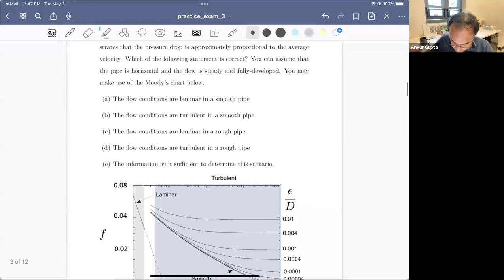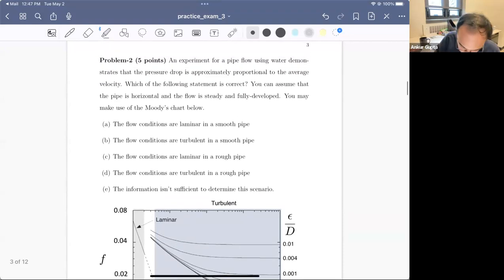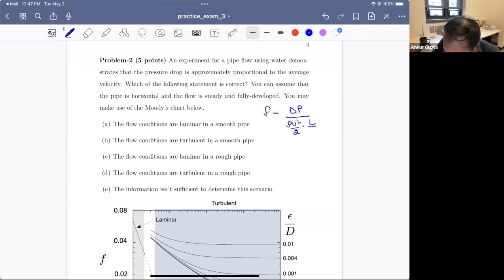And so we are given the options: conditions are laminar in a smooth pipe, conditions are turbulent in a smooth pipe, conditions are laminar in a rough pipe, conditions are turbulent in a rough pipe, or the information isn't sufficient. So essentially what the problem is saying is it's a horizontal pipe. So we have the definition of friction factor, to be clear. It says delta P by rho U square by 2 into L by D is my definition of friction factor.